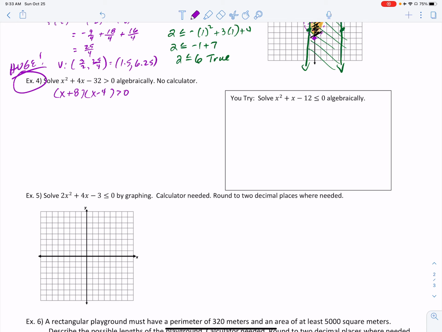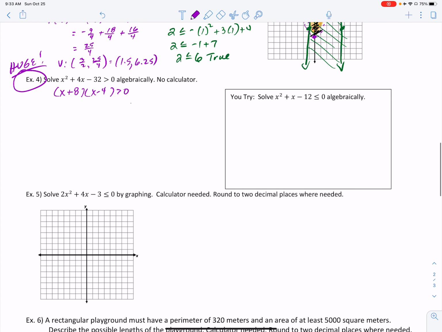And the idea is the zeros of these are -8 and 4. And at -8, if I put -8, it's 0. If I put 4 in, this expression is 0. Since polynomials, quadratics are smooth curves, the only chance it can change from positive to negative is when it goes through zeros.